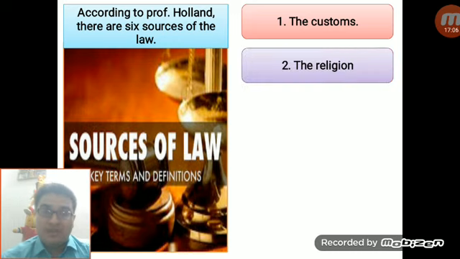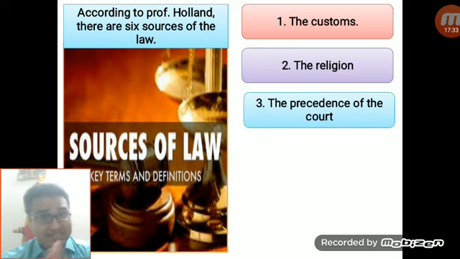Number 2, the religion. I think you know all about religion. Basically religion means belief. Okay, and law will be made by the religious rules. Otherwise the common people will not accept these laws. So religion will be one of the sources of law.